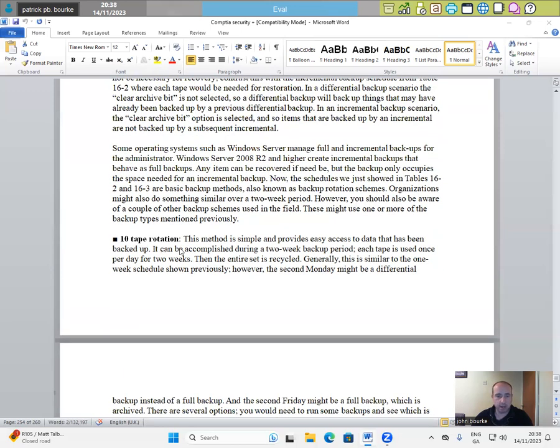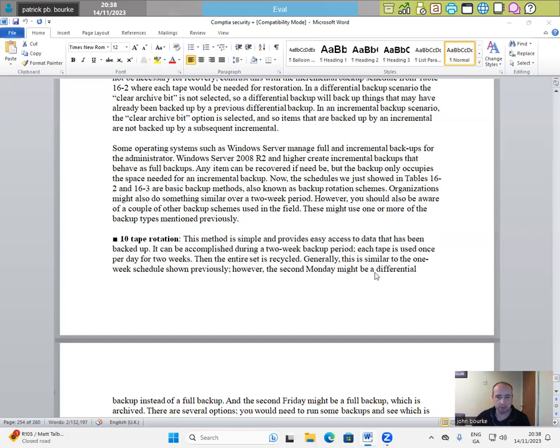10-tape rotation. This method is simple and provides easy access to data that has been backed up. It can be accomplished during a 2-week backup period. Each tape is used once per day for 2 weeks. Then the entire set is recycled. Generally, this is similar to the 1-week schedule shown previously.